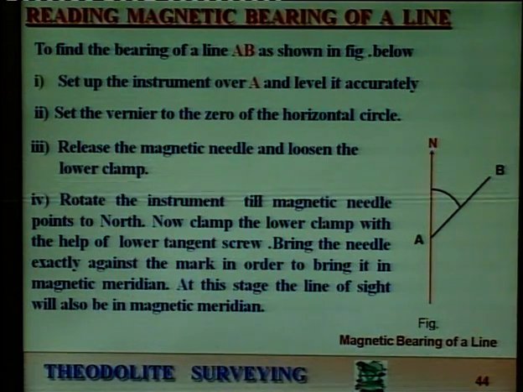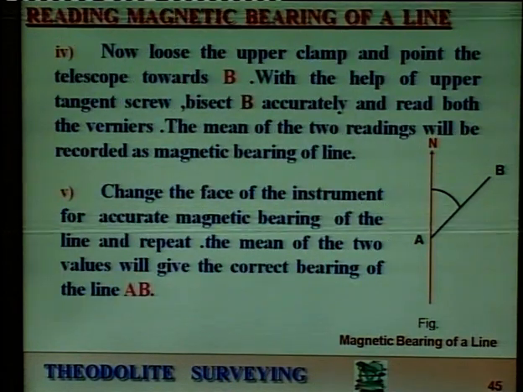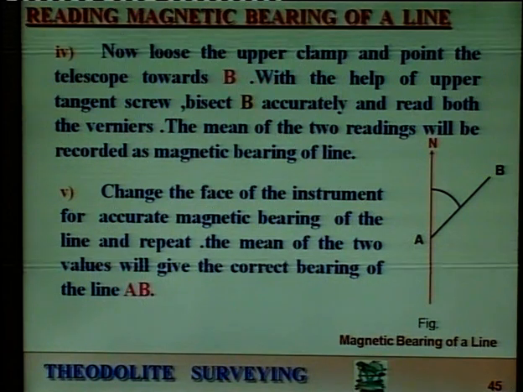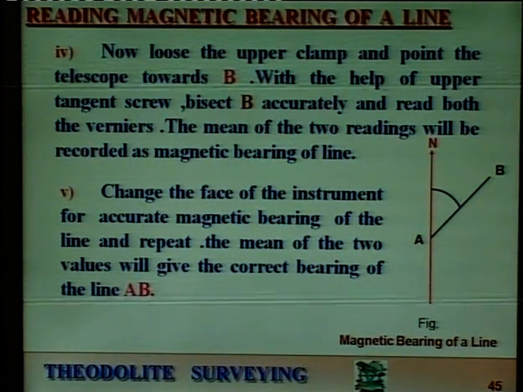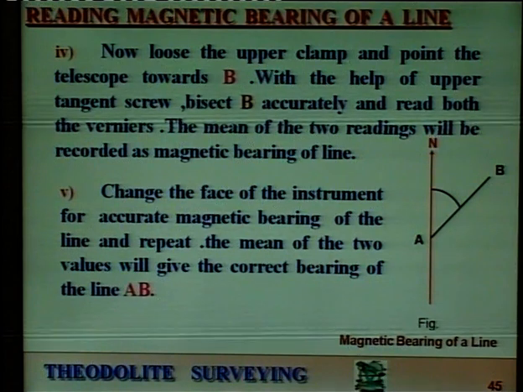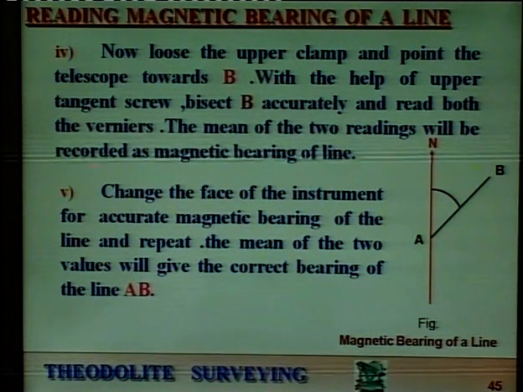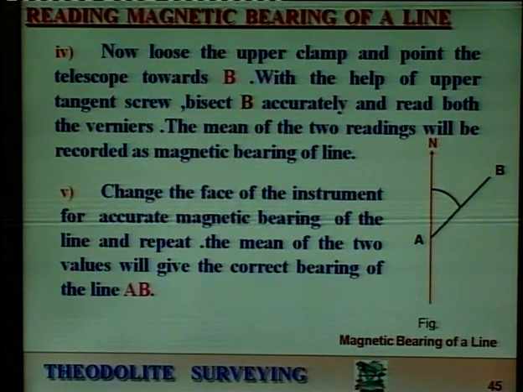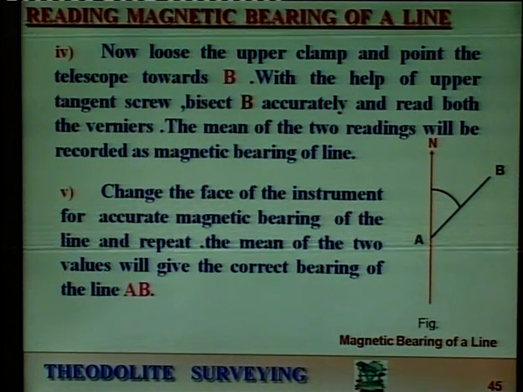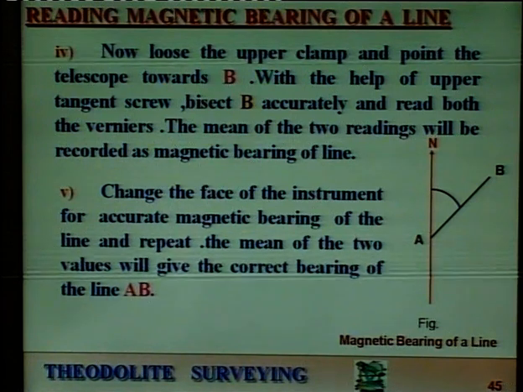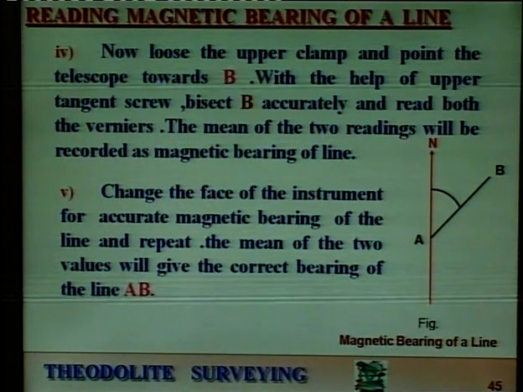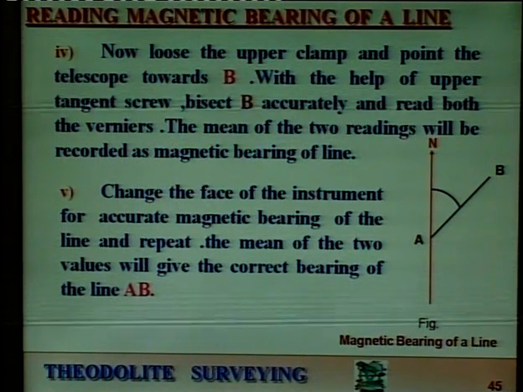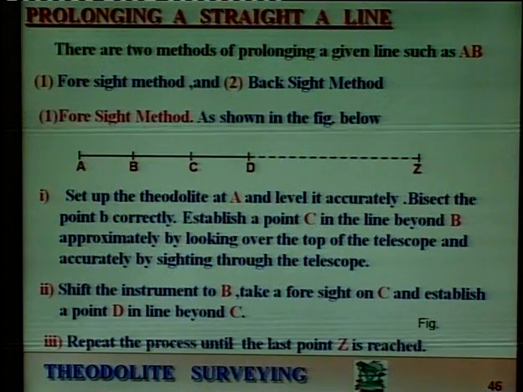It is being shown on your monitor screen. Now loosen the upper clamp and point the telescope towards B, that is line AB. With the help of the upper tangent screw, bisect B accurately and read both the verniers. The mean of the two readings will be recorded as the magnetic bearing of line AB. Change the face of the instrument, and in the same way take the readings also.